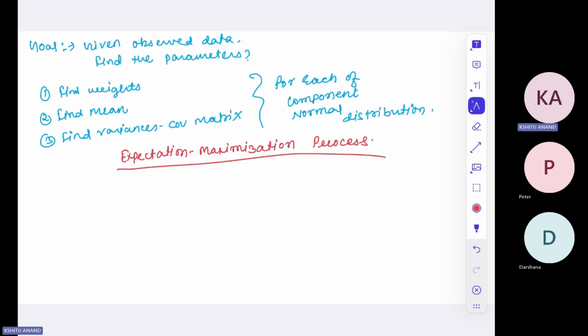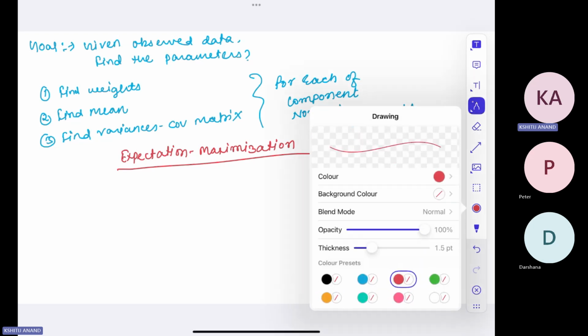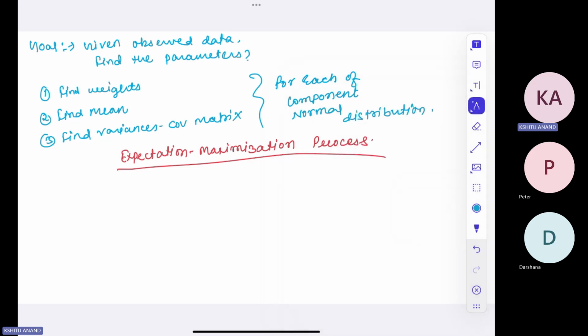The expectation maximization algorithm is a powerful method for finding the maximum likelihood estimates of the parameters involved. Our goal is to find these parameters: the weights, the means and the variance covariance matrices. This EM algorithm proceeds in two steps. The first step is the expectation step.